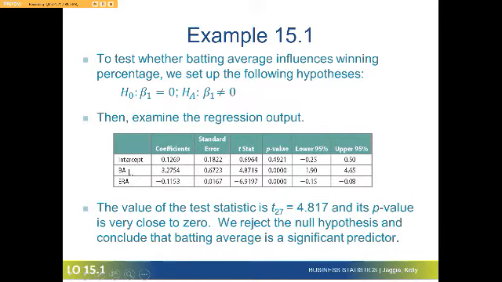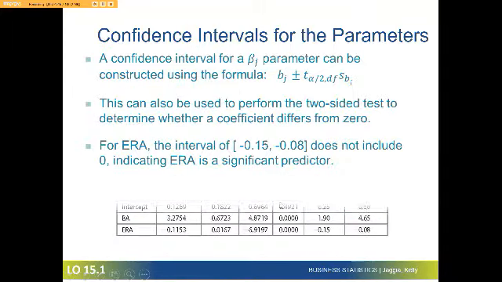Beta sub 1, if we call it batting average, we look here and we see that its p-value is 0. That's less than any alpha. So if we say 5%, we would reject the null and say that beta sub 1 has to be something other than 0. So it's significant and needs to be included. You could also say the same thing for ERA. Both are significant on their own in the model. So we reject the null.